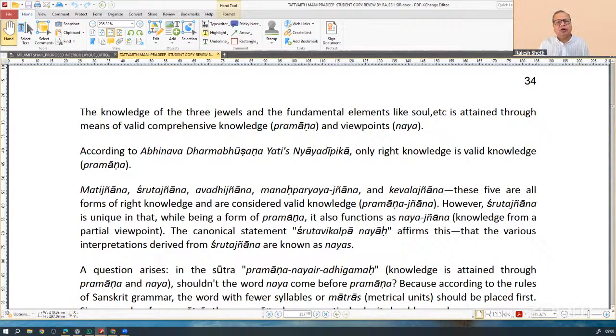Valid comprehensive knowledge highlights everything. It doesn't ignore anything. But viewpoint has a speciality: it highlights one part and ignores all others. All others become secondary and one part becomes primary. That is the function of viewpoints. Without applying viewpoint, we cannot have a proper knowledge of a particular aspect of the whole thing. For that reason, we need to apply viewpoints.